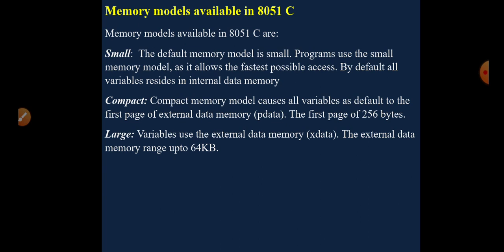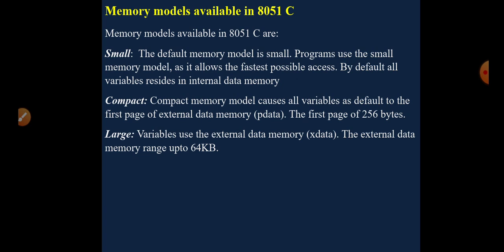Right. So beginning with the memory models available in 8051C. The memory models which are available in 8051C are small, compact and large. Small is the default memory model. The programs which are using the small memory model allow the fastest access time. By default, all variables reside in the internal data memory, right?